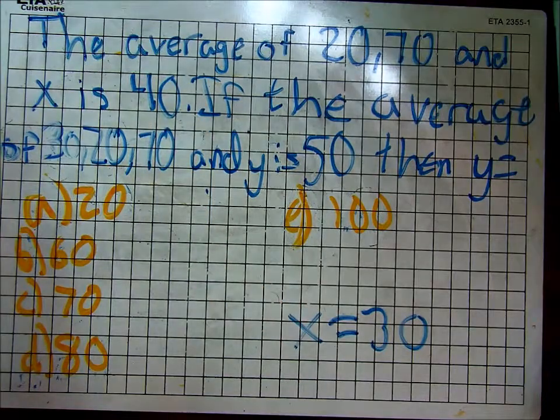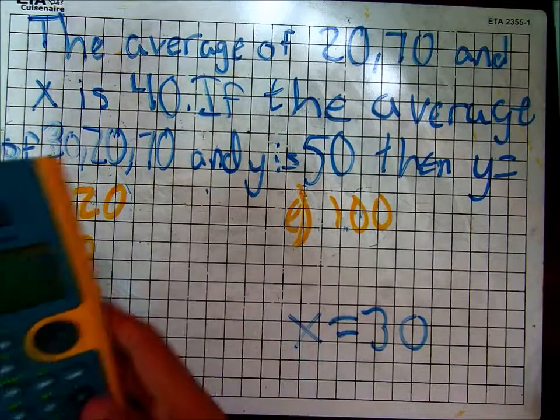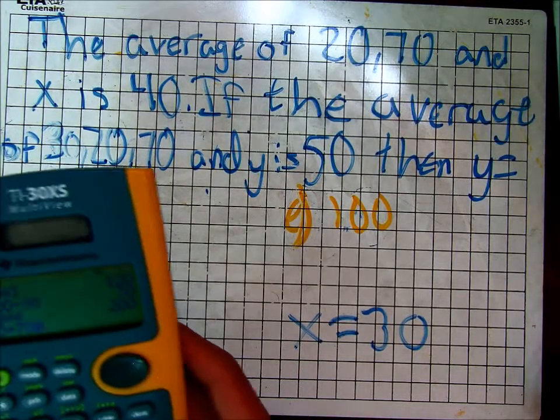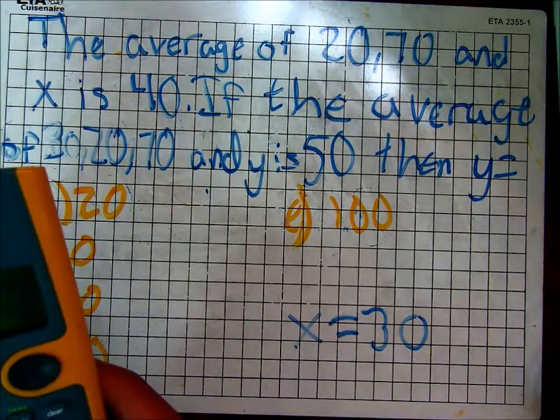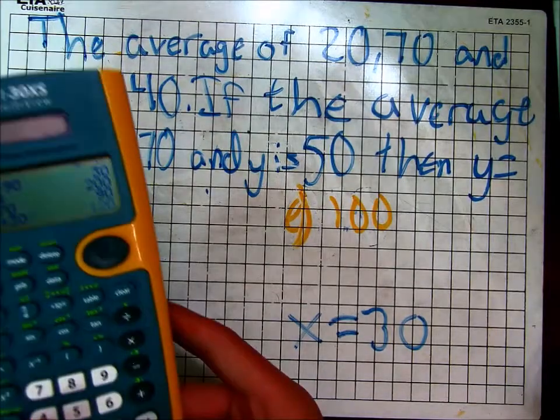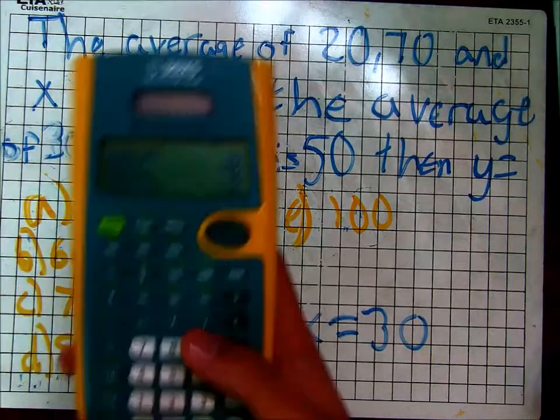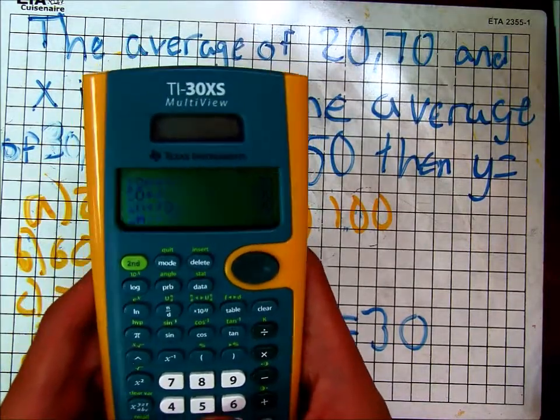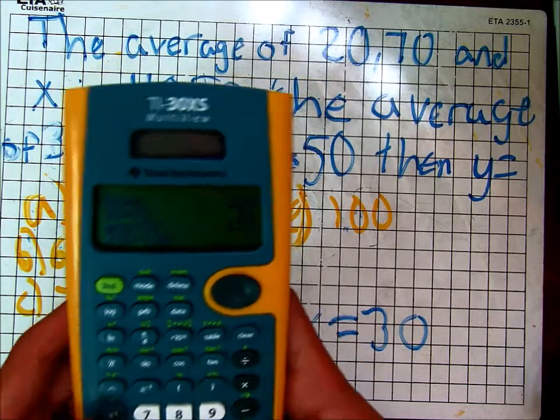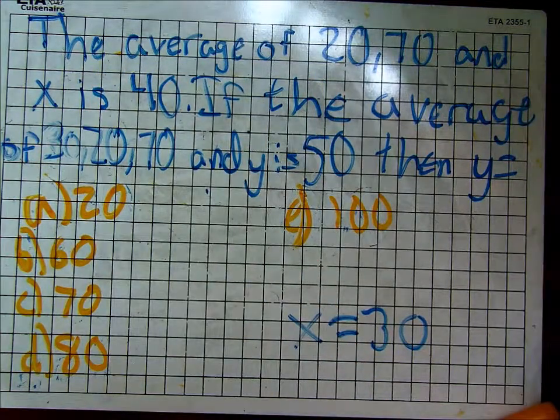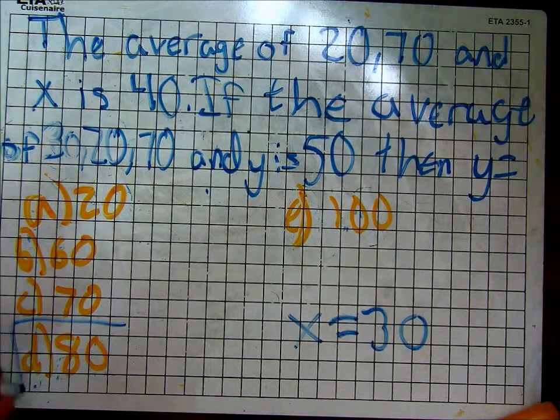We get 200. And we know that 20 plus 70 equals 90 plus 30, which is x, equals 120. But we need to get to 200. So we do 200 minus 120, and we get 80. That means that y equals 80. D is our answer.